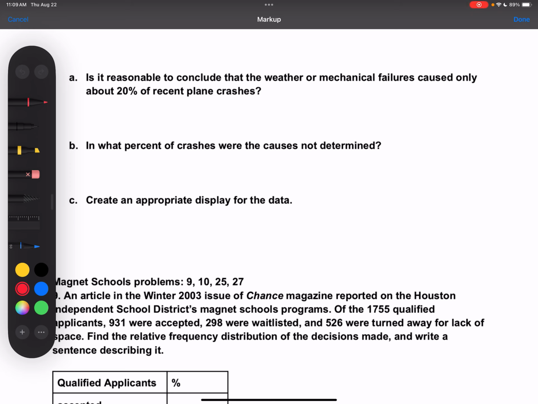They have not told us, I don't remember what that page says, but they haven't said that a crash can be related to multiple things, right? They've implied that it is one category only. And so basically for this one we would say yes, because each crash is assigned to only one category. And so when we add up those two things, it gives us 20%.